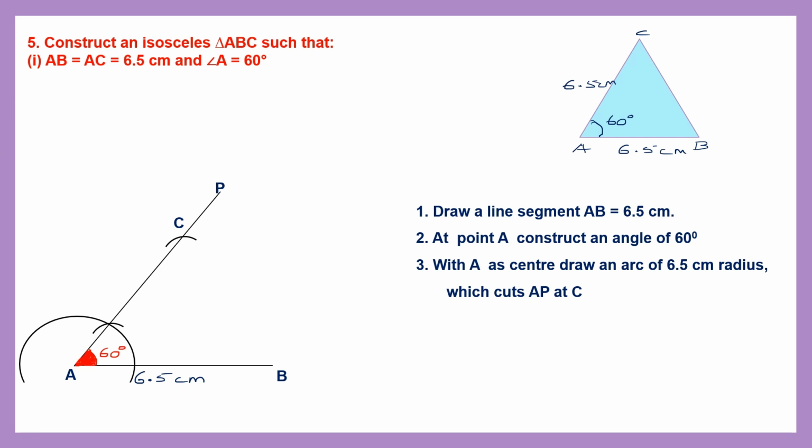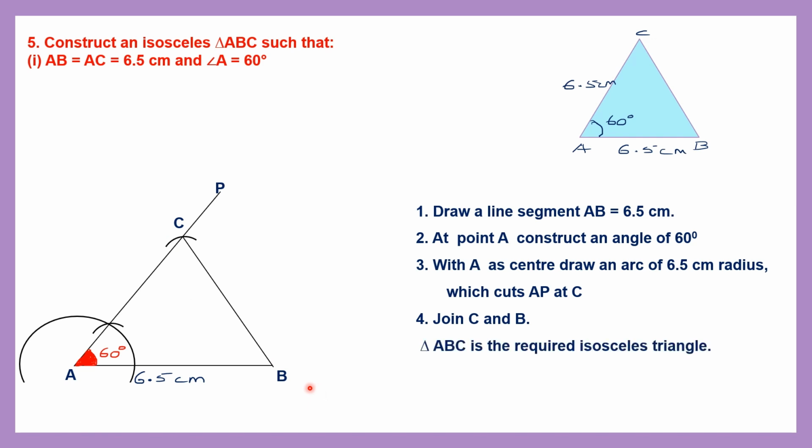Then what is the next step? Join CB. C and B. So we have C here, we have B here, we have to join C and B. Can you see that? We've joined C and B. Now we have got a triangle. So triangle ABC is the required isosceles triangle.